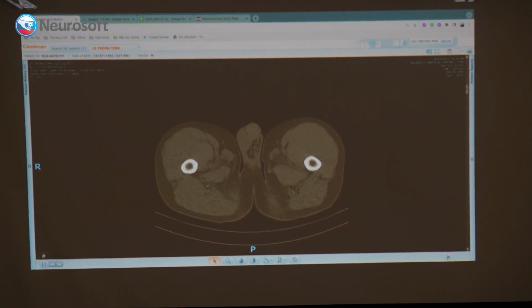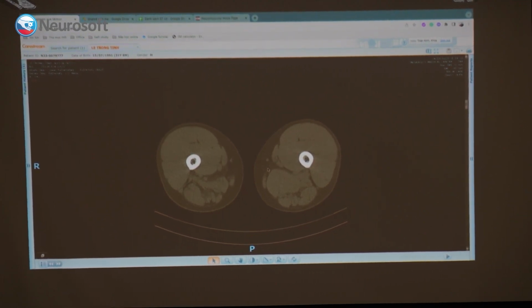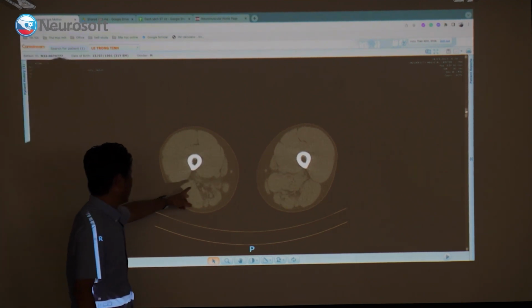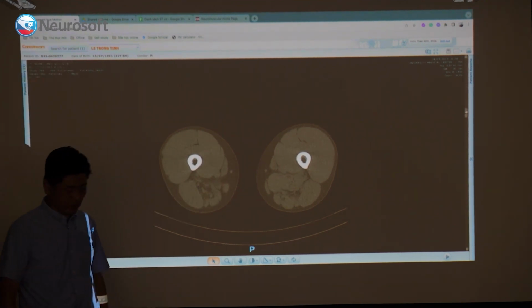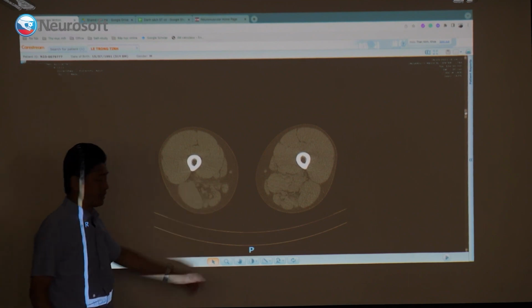Tell me when you want to stop. Okay, it looks normal. Go down. Is the hamstring normal? Hamstring normal. Adductor magnus may be affected. Can you go down farther? No, it's okay. Maybe this one, adductor longus, is affected here on the right. Adductor magnus is also affected on the right side.